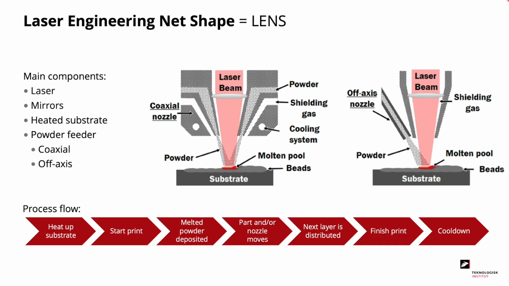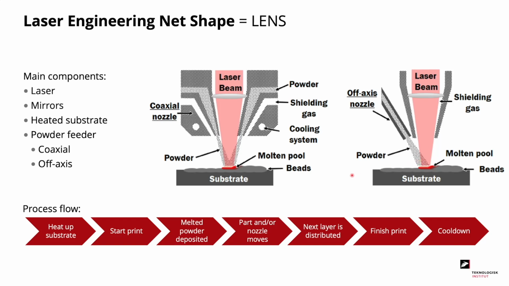The first technology we'll be looking into is the LENS technology. The main components in this technology are the laser, which is guided through a set of mirrors, a heated substrate, and finally a powder feeder, which is either coaxial or off-axis. The coaxial setup is shown here to the left, where we have a laser beam that is guided through several mirrors. In this case, only one is shown. It is hitting the substrate, which we are simultaneously blowing powder on top of, together with a shielding gas. To the right, we have a similar system, with the only difference being the off-axis nozzle system.